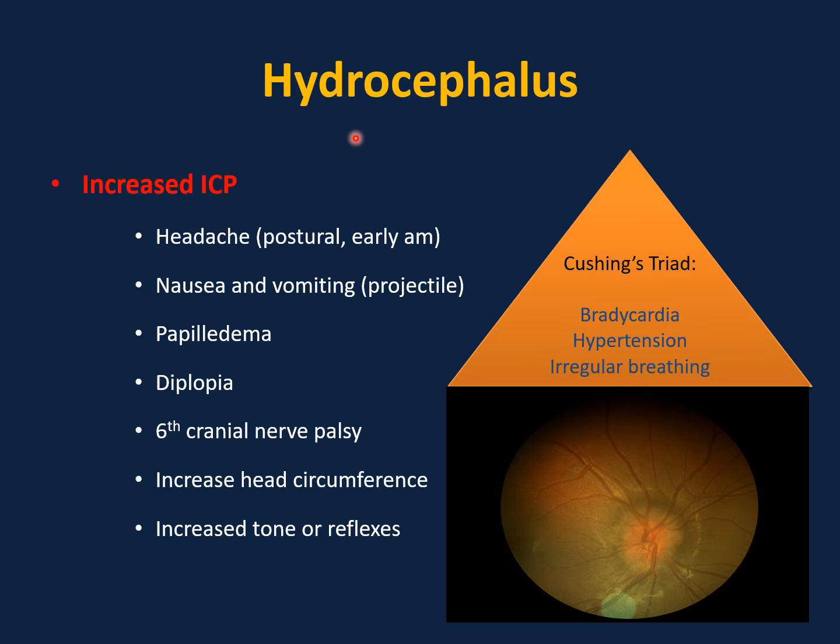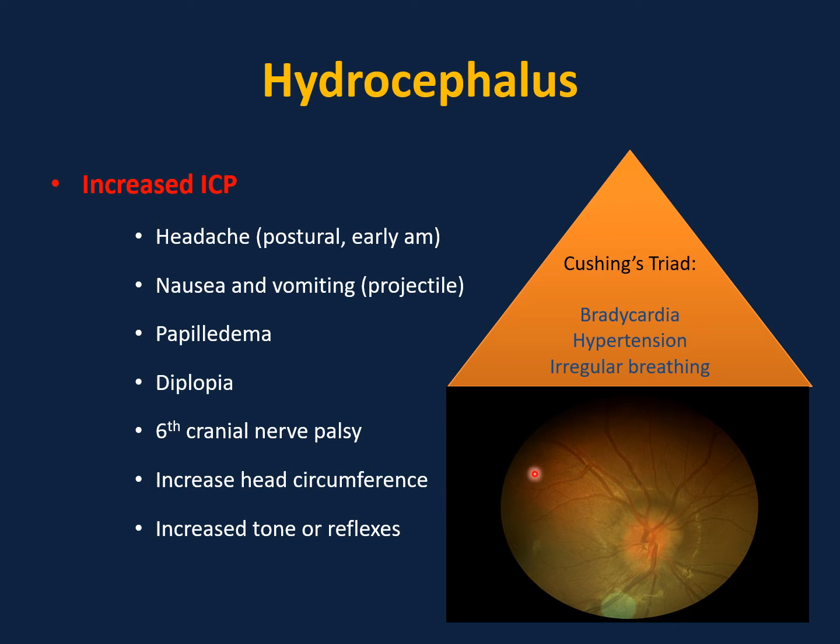Older children with hydrocephalus will present with signs of increased intracranial pressure. The first and most important is headache, and the headache is positional, early in the morning, may be associated with nausea and morning effortless, projectile vomiting. Papilledema, which is swelling and blurring of the optic disc margin.